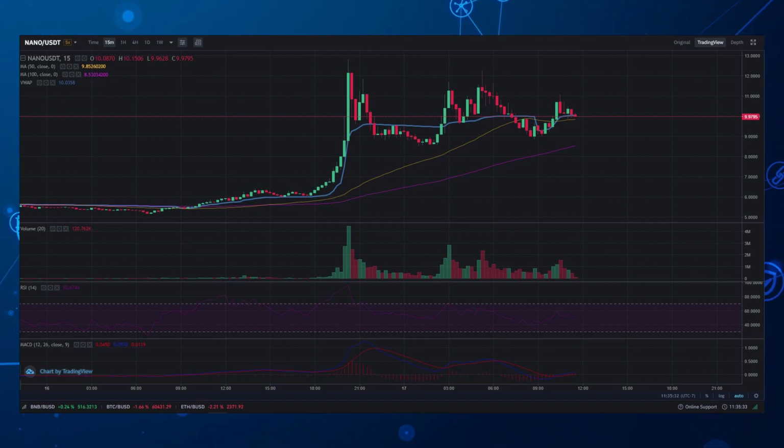So let's just go ahead and say in this scenario, the price does calm down a little bit, which it seems like it's done that so far, so good.